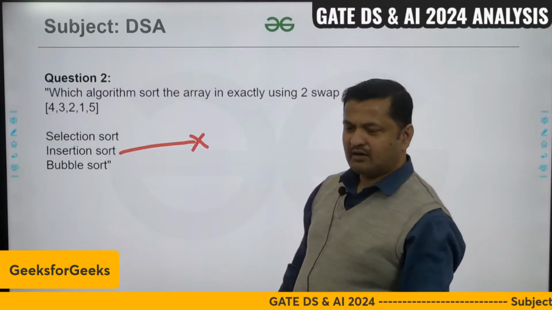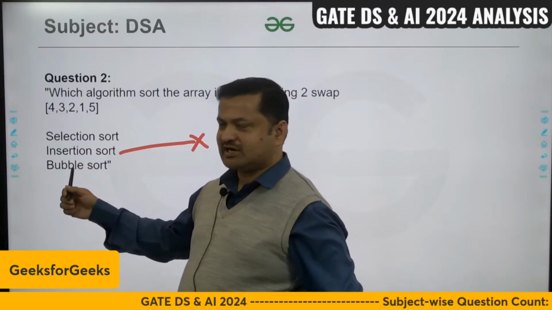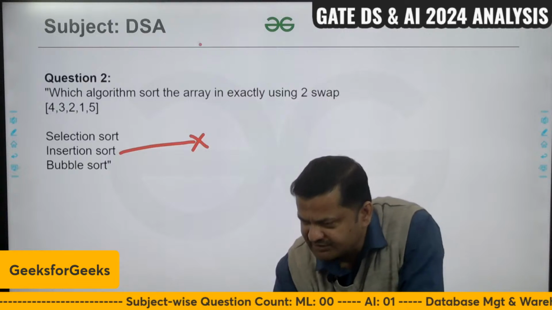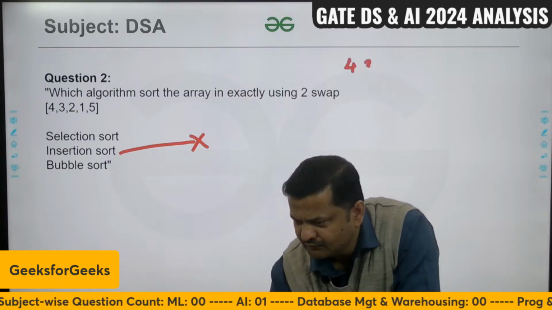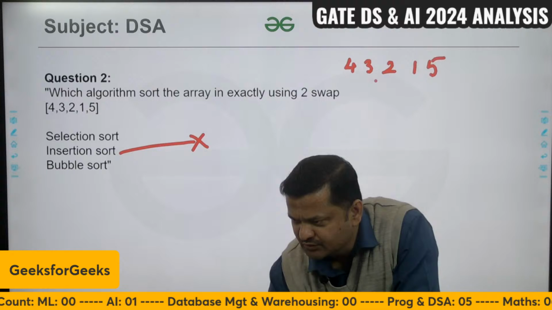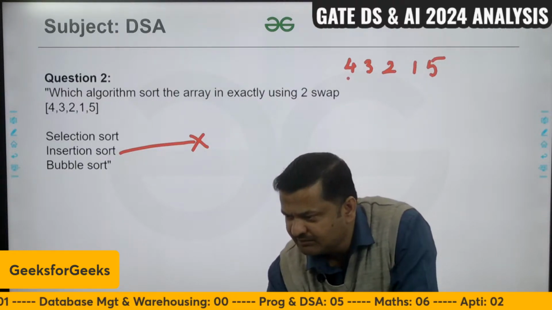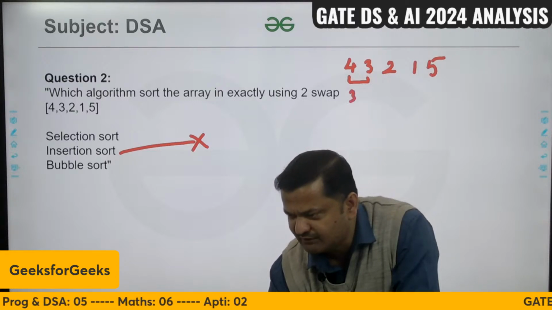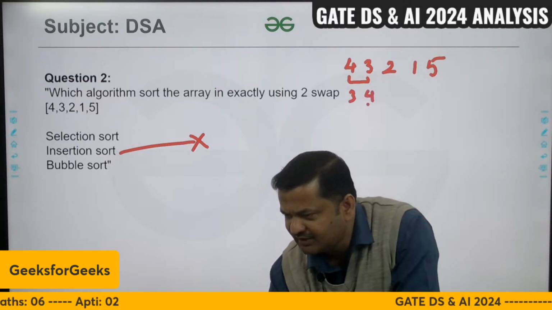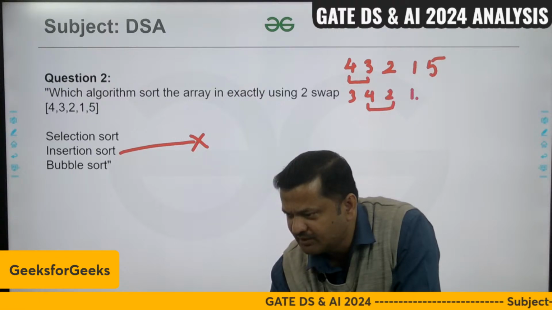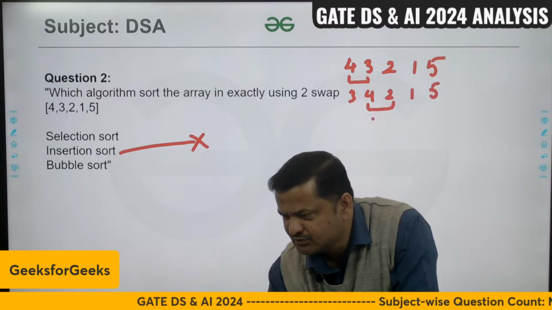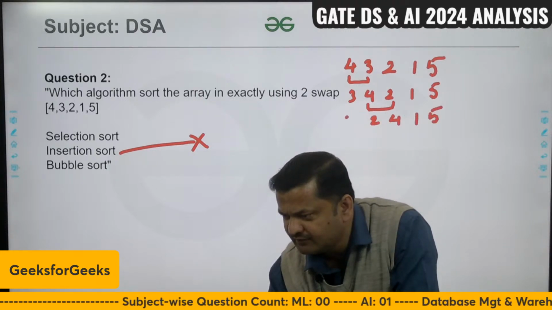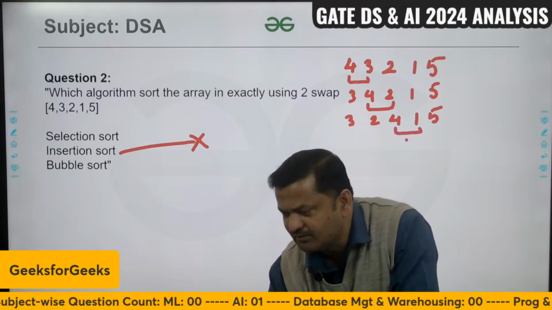Then there are 2 possibilities, bubble sort and selection sort. I'll check with bubble sort. Let's say this is the sequence 4 3 2 1 and 5. Bubble sort works on comparison of pair elements. So 4 is compared with 3. Since 3 is smaller than 4, it gets swapped. Then the next pair, 4 and 2, is compared, 2 is swapped and 4 takes that position, and then 5. In the next iteration 4 is compared with 1.